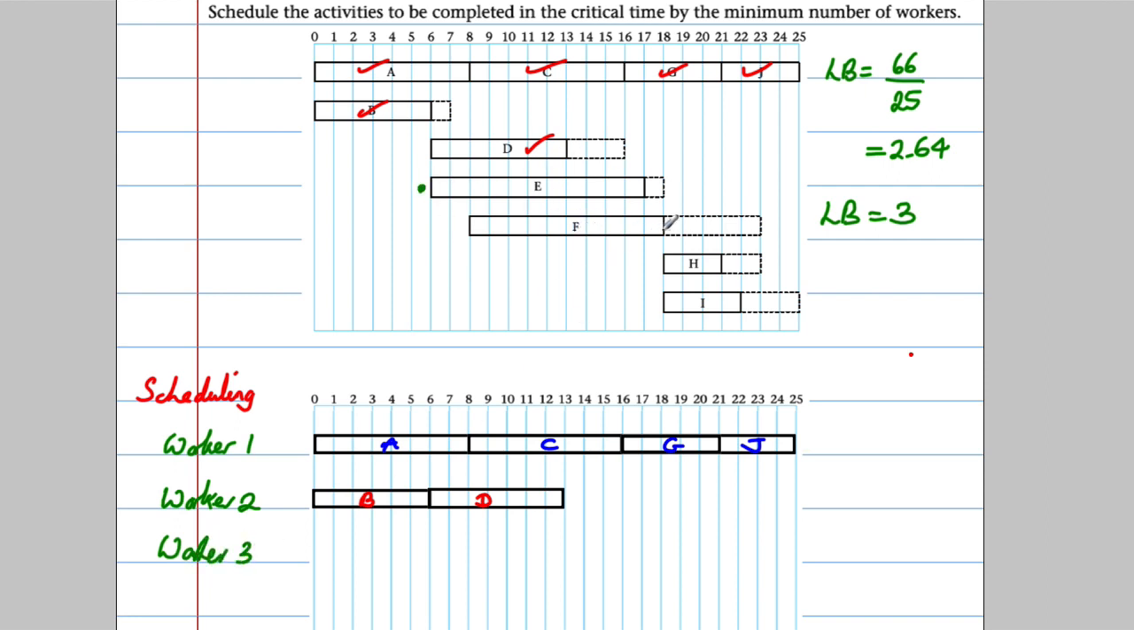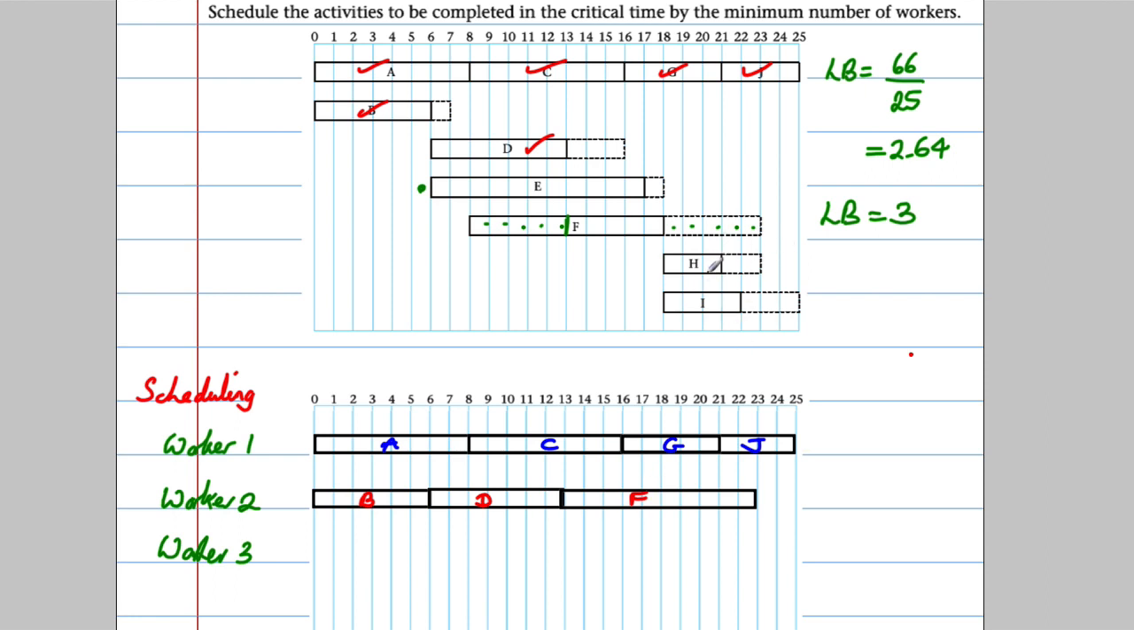What about F? F could be shifted over 1, 2, 3, 4, 5 places. So it could start here. So it could fit perfectly after D. So I'm going to put F after D because that makes sense. So F's going to start at 13. And it's 10 long, so it's going to go all the way up to 23, as follows. And I'm going to call that F.